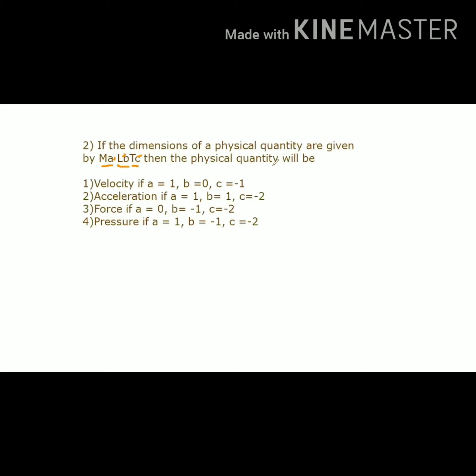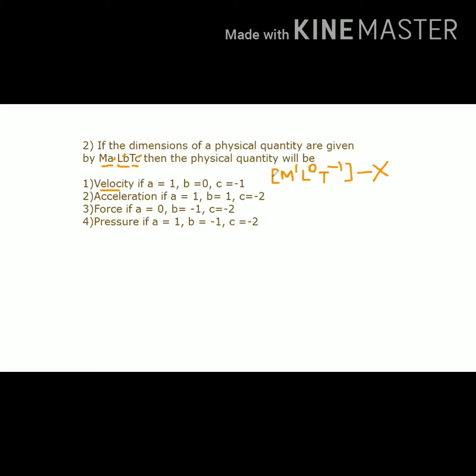So let us substitute and see whether they correspond to the physical quantity. In the first option, M to the power a is given as 1, L to the power b is given as 0, and T to the power c is given as minus 1. So this obviously does not correspond to velocity. This is a wrong option, because we already know the dimension of velocity is L T to the power minus 1.